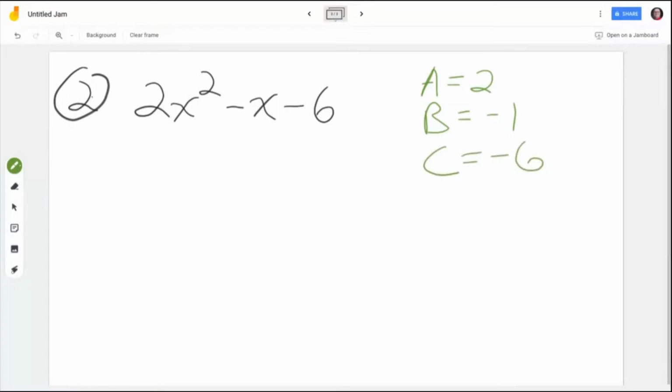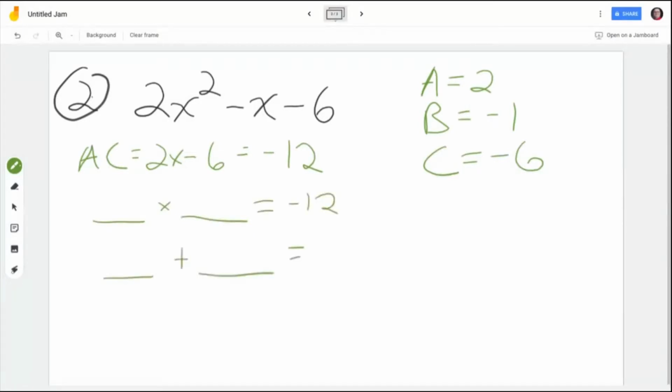So AC is going to be 2 times negative 6. I'm just going to start writing the times like that. And that's going to give us negative 12 once again. So we kind of end up with the same situation here. B is negative 1, so we want things that multiply to give us negative 12 and add to give us negative 1. Well, we already know the prime candidates for that: negative 4 and 3. Negative 4 times 3 is negative 12, and negative 4 plus 3 is negative 1.